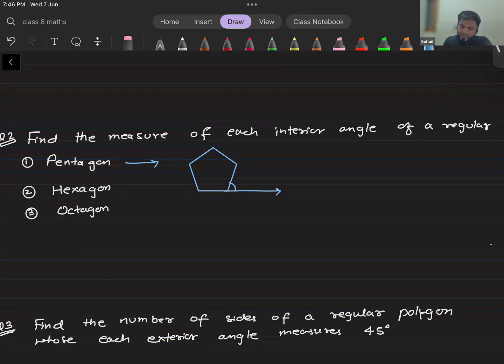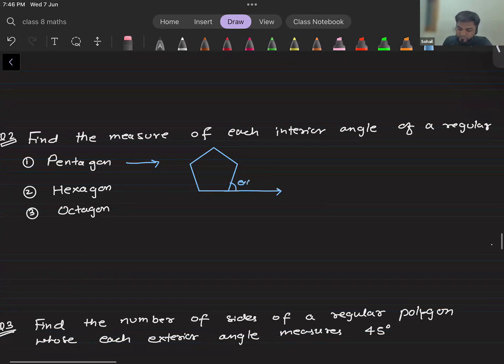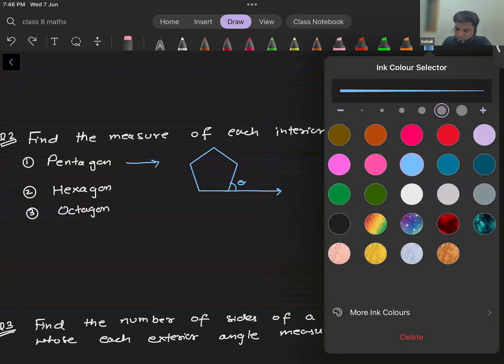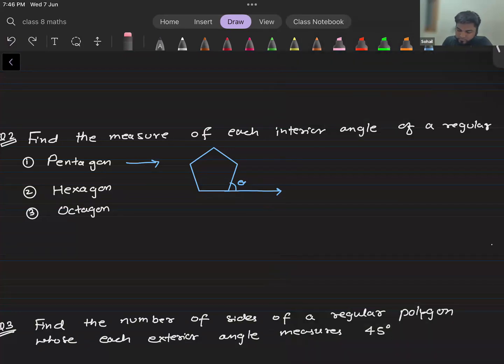This is the exterior angle. Say this is the exterior angle, and you need to find the interior angle. This is the interior angle, let's say y. So how do you find the interior angle of a pentagon here? Let's see how we do this. First, you will find the exterior angle. Step 1 is finding the exterior angle.